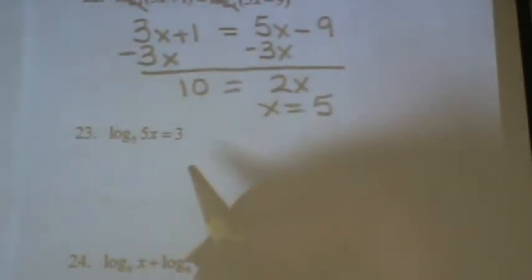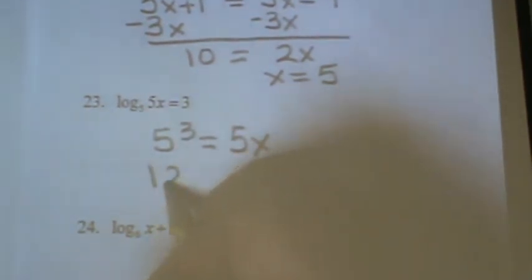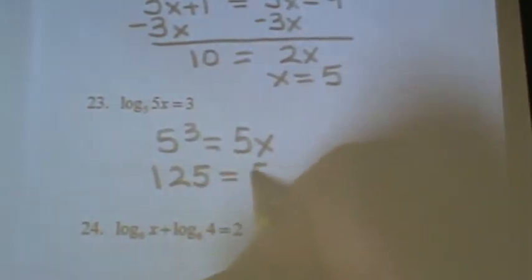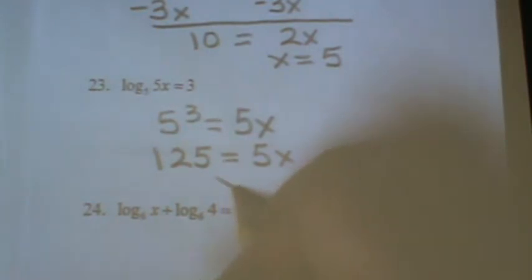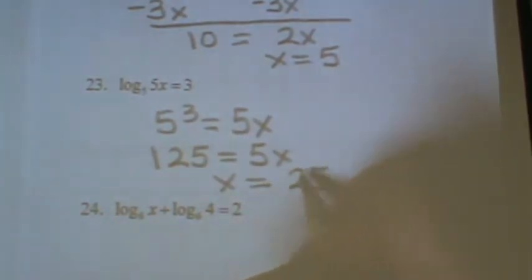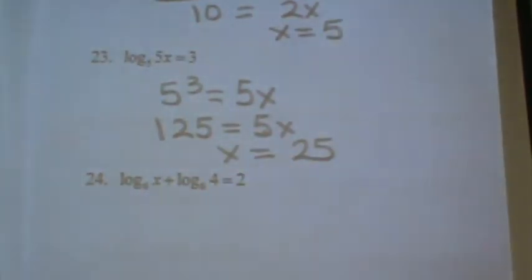23. 5 to the third. What's 5 to the third? 125. Then what? Divide. X is 25.